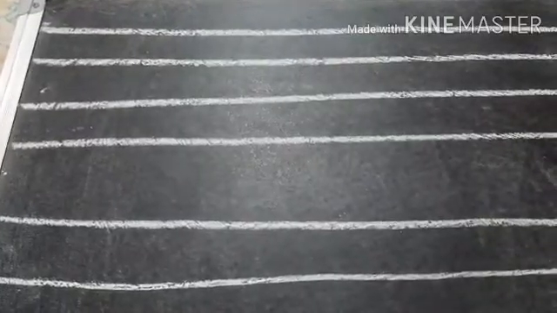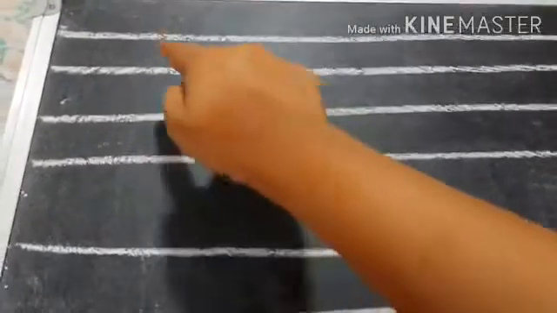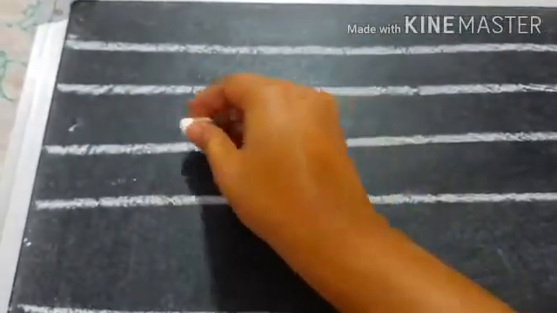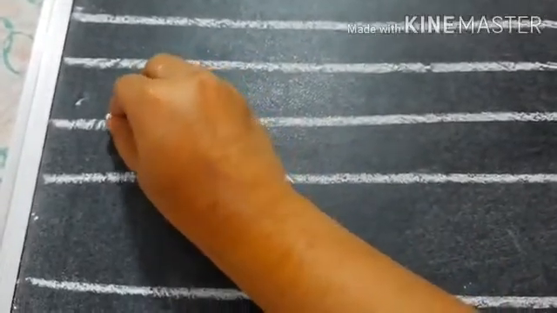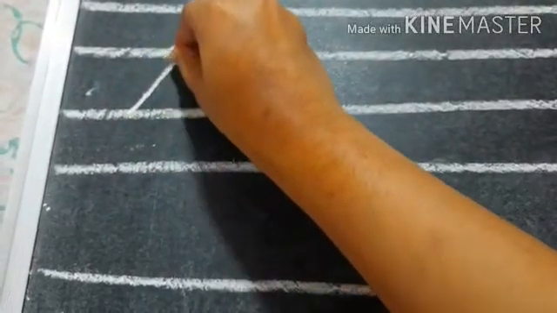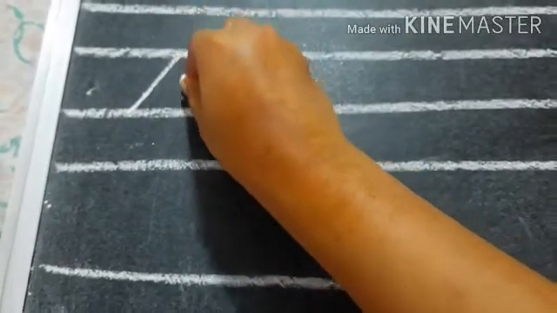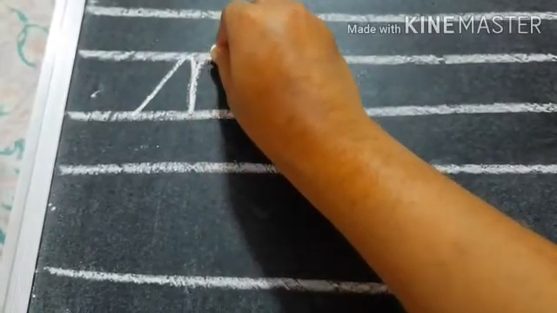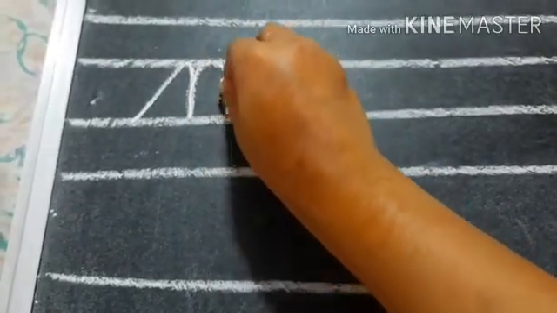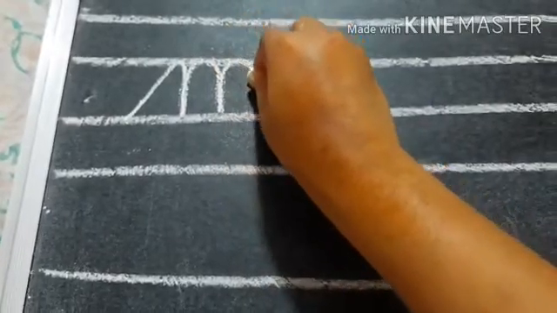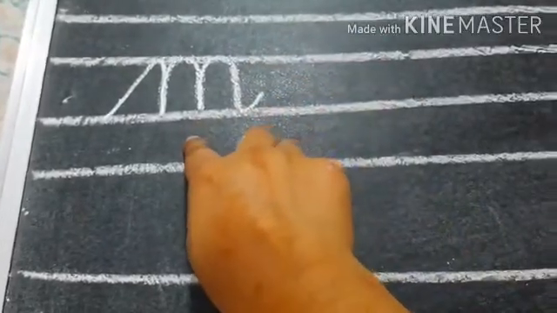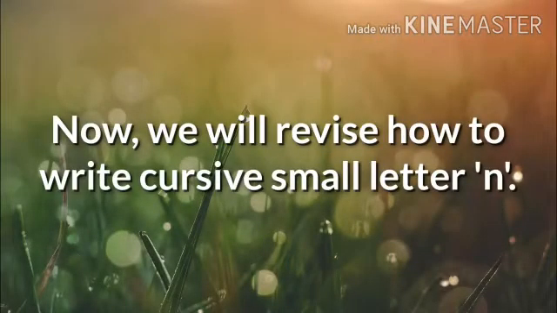To make cursive M, we will begin with our third line. First, second and third. From the third line, we will go slant, touch the second line, take a turn, come down, go up, make a curve, come down, go up, again make a curve, come down, touch the third line and make a small turn. Cursive M.